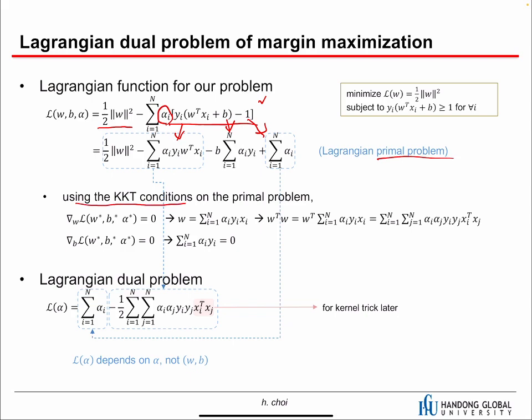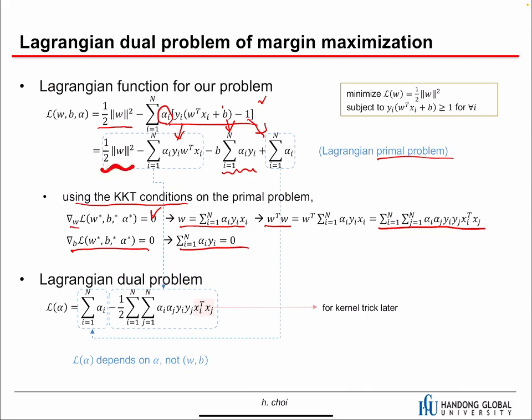And then using the KKT conditions on the primal problem, we can take a derivative with respect to W, and then also we have a bias, so we can take a derivative with respect to the bias, and they should be 0. So by this one, we can have this one. Okay, and then if we calculate W transpose W to calculate the norm of W, then it is actually this one. And then this one is 0. So this term will be 0.